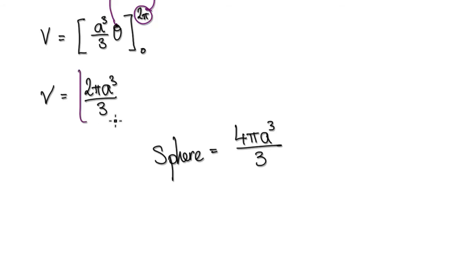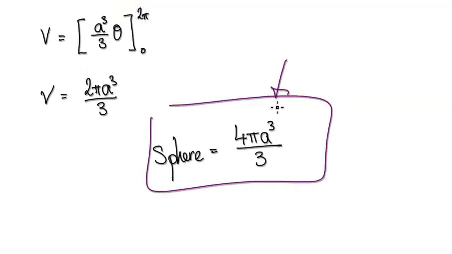this. And remember, this is just half of a sphere. So to get the whole sphere, you would times it by 2. Therefore, the volume of a sphere is given by this.